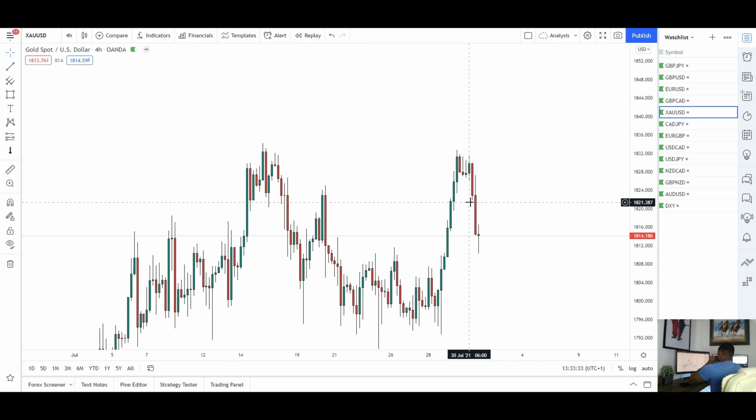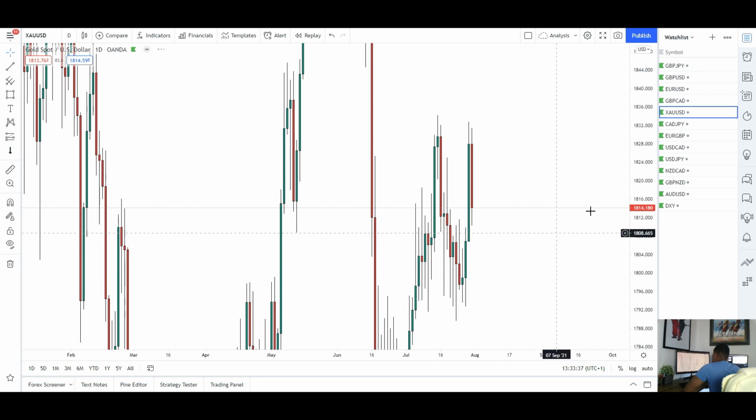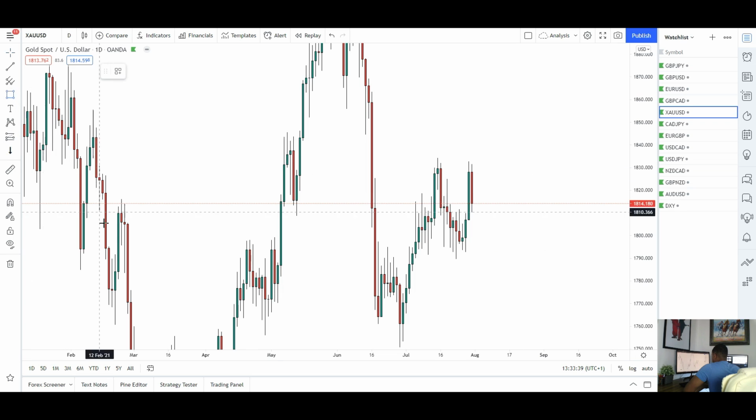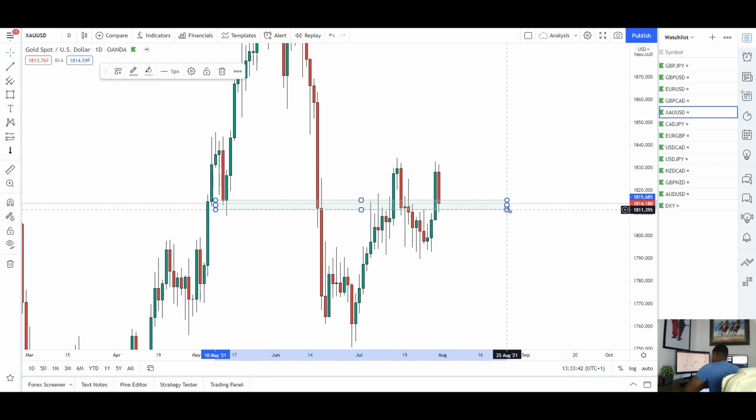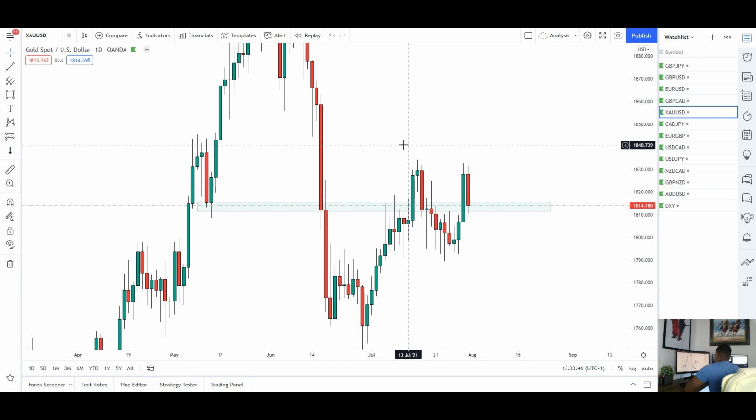We did see quite an aggressive sell-off just before the market closed, but overall, gold is looking quite bullish here on the higher time frames. We're back above this key level of 1810. As you can see, 1810 here gave us this massive movement to the upside all the way up to 1900.